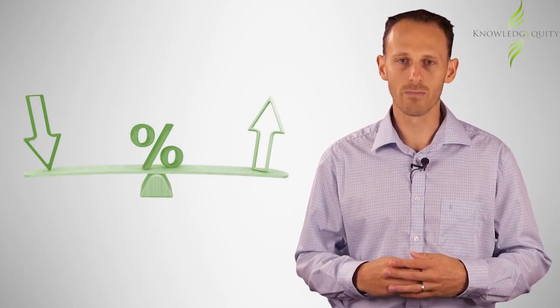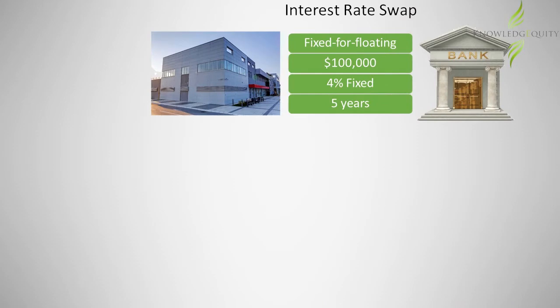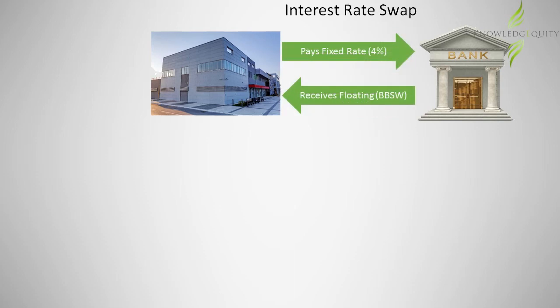the remaining 5-year period. It therefore decides to enter into a 5-year fixed for floating interest rate swap with another party, usually a financial institution, at a fixed rate of 4% and a notional principal of $100,000. Under the interest rate swap, the organisation would be required to pay the fixed rate of 4% to the counterparty, and it would receive the floating BBSW rate from the counterparty.